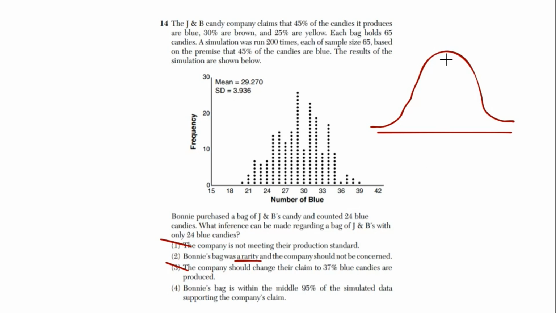They give us a mean right here. So the mean is right in the middle of all of our data points right here. The standard deviation is 3.936. Okay, so one thing you have to remember, the standard deviation right here, let me go to the right as well. Two standard deviations to the left and to the right of the mean holds 95% of all the data points. Okay, so what we have to figure out is, does Bonnie's value of 24 candies lie within this range?